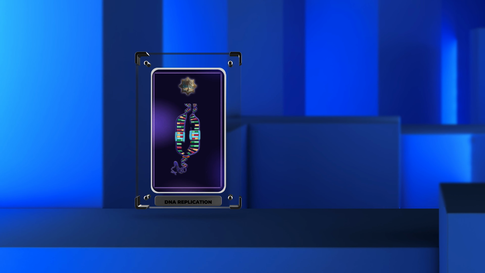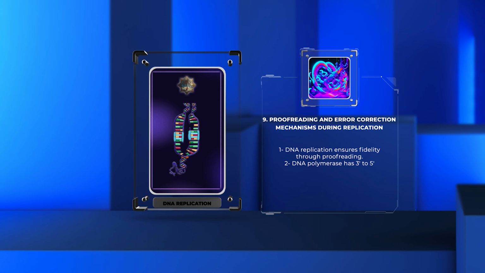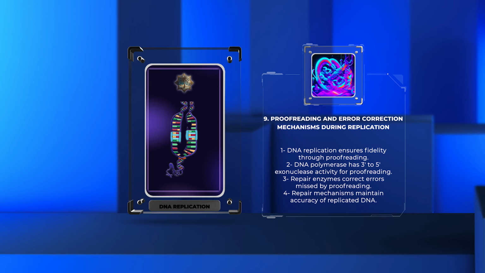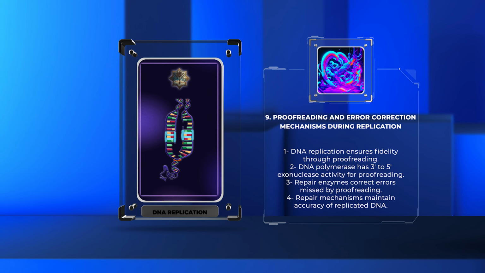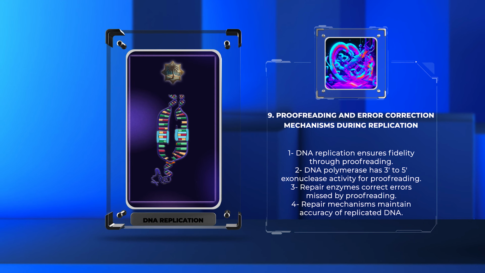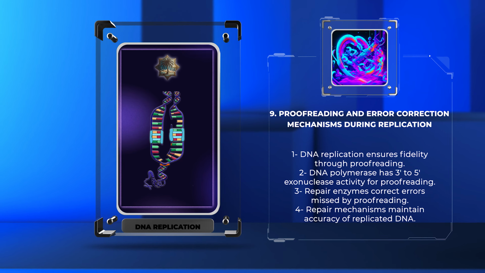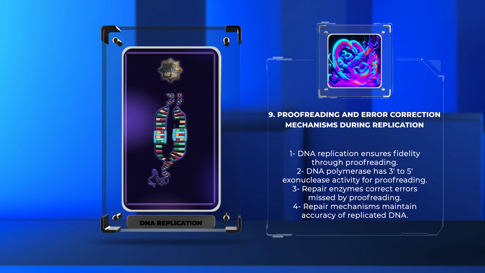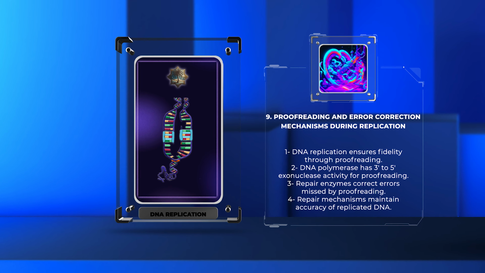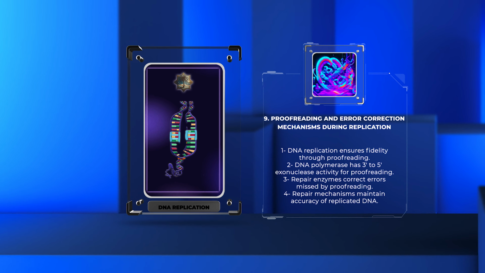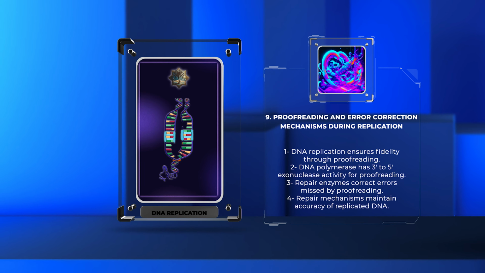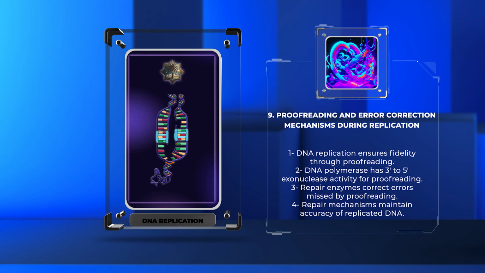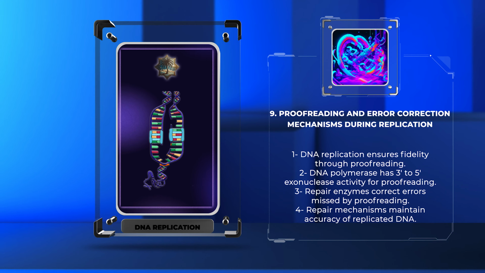To ensure the fidelity of DNA replication, organisms have developed intricate proofreading and error correction mechanisms. DNA polymerases possess 3' to 5' exonuclease activity, which allows them to proofread the newly synthesized DNA strands. If an incorrect nucleotide is added, the exonuclease activity enables DNA polymerase to remove the incorrect base and replace it with the correct one. This proofreading mechanism significantly reduces the occurrence of replication errors.